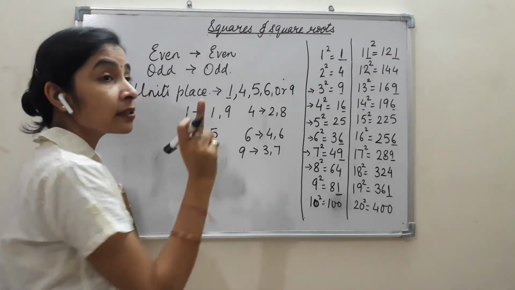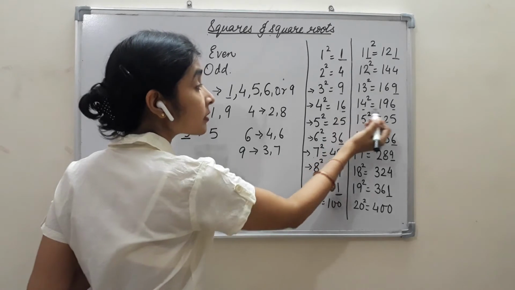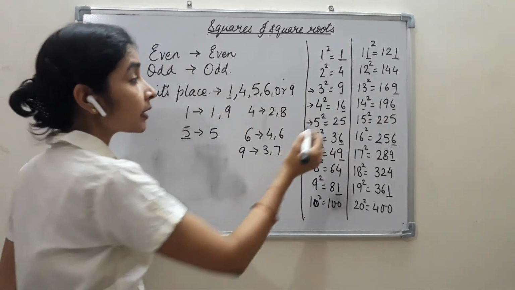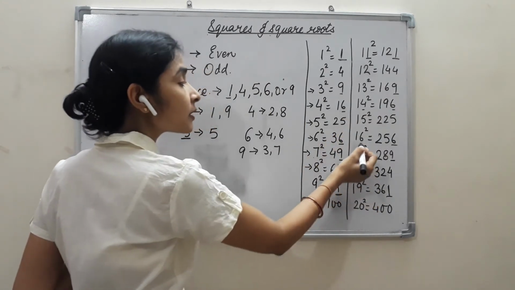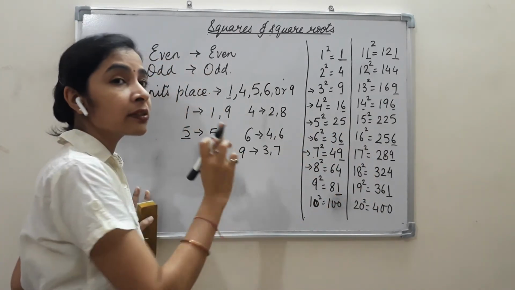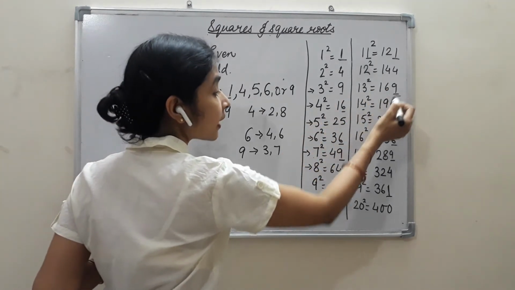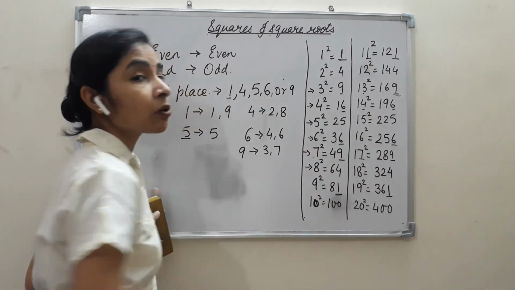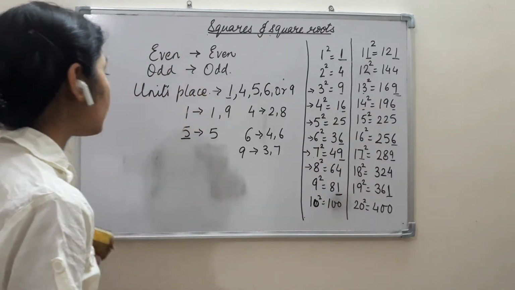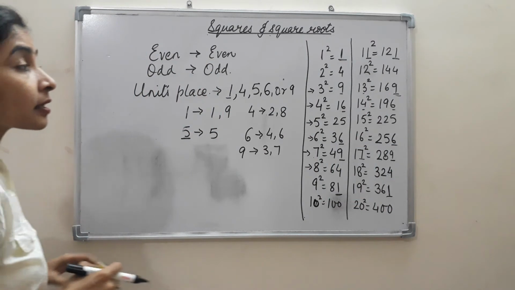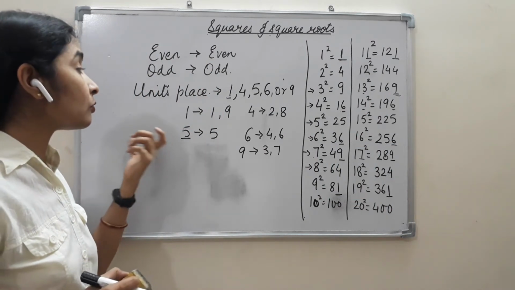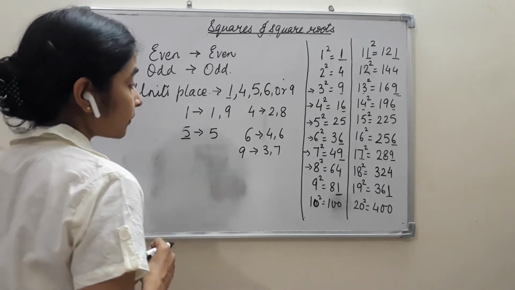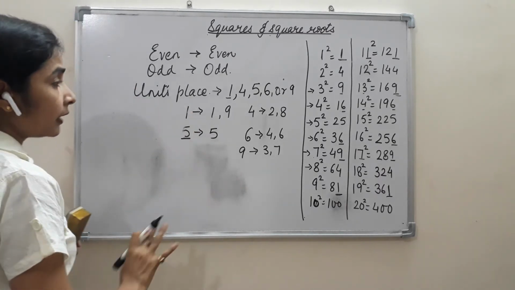If there is 6 in the square of any number, that means in the units place of that number there should be either 4 or 6. And if there is 9 in the square of any number, here we are having 9, that means at the units place there should be 3 or 7. Okay, so with the help of this we can solve our exercises. If we are asked what the units place digit of the square root of this particular number should be, then we can solve it with the help of this information.